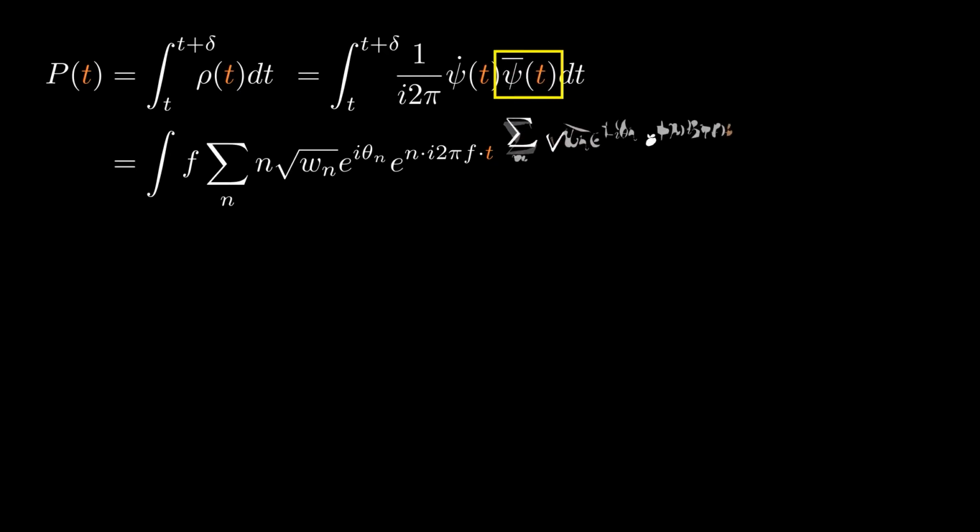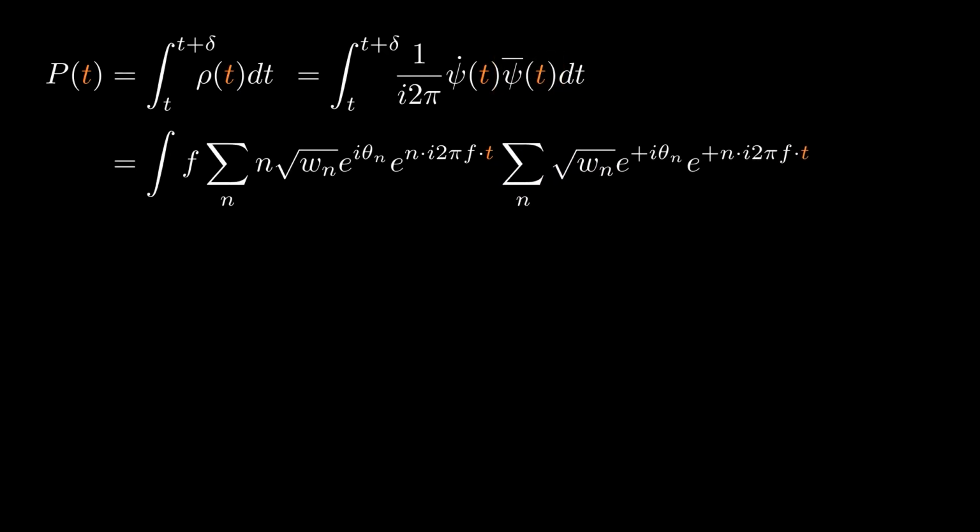Next, let's expand the conjugate of psi. The angle theta n, or the frequency n in the exponents, could be either positive or negative. We put a plus sign before them just to emphasize that they represent the original values from psi. The conjugate of psi would flip the sign for both exponents. The product of these two summations results in n by n terms. We will divide them into two groups. One consists of n terms, resulting from the multiplication of the components from the same frequency. The other has n times n minus 1 cross terms, resulting from the multiplication of different frequencies.